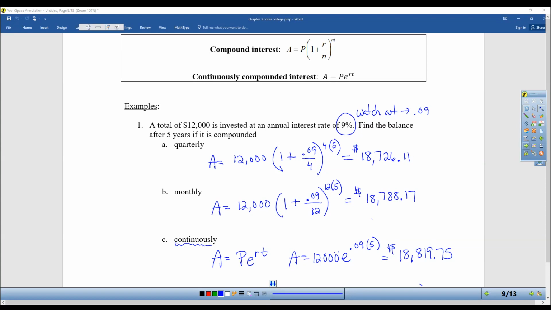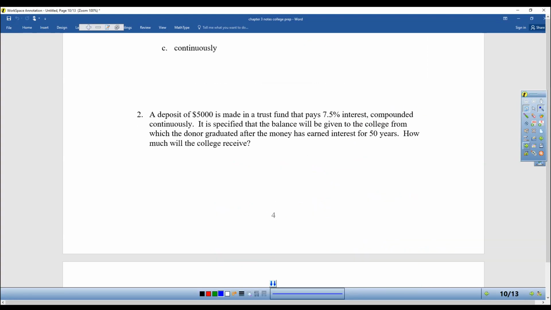All right, so let's do another word problem. A deposit of $5,000 is made in a trust fund that pays 7.5% interest. So right away, you might want to circle that and change that to 0.075. To change a percent to a decimal, you move the decimal over 2 places. Compounded continuously. So that means right away I'm going to need this formula, PE to the RT, which some people say PERT. It is specified that the balance will be given to the college from which the donor graduated after the money has earned interest for 50 years. There's my T. How much will the college receive?